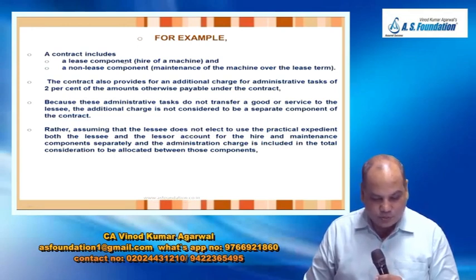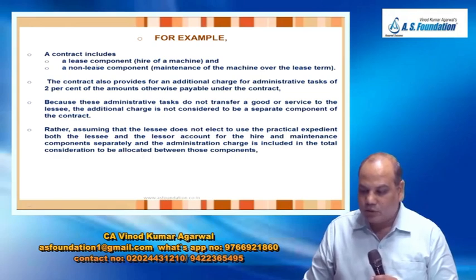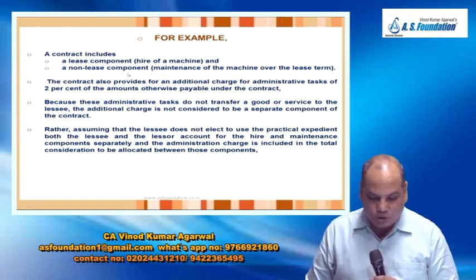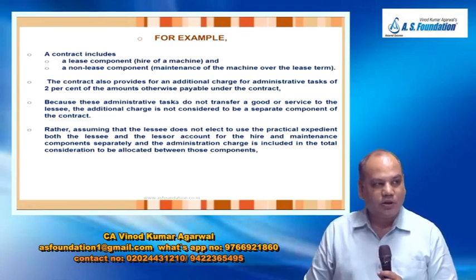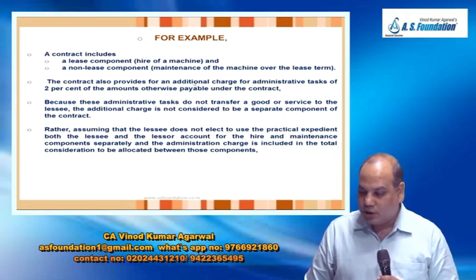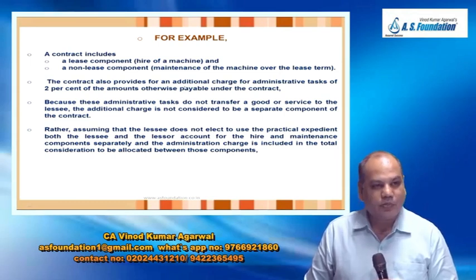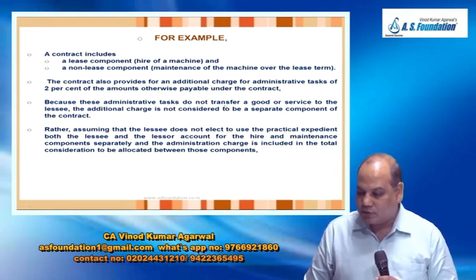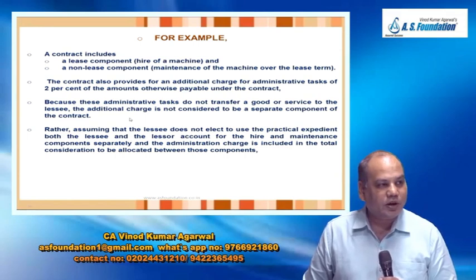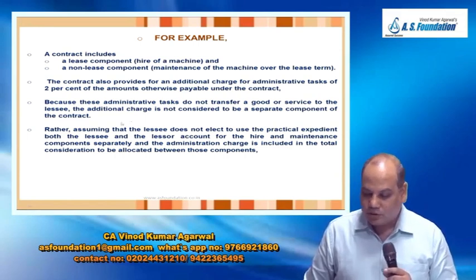There is an example here also. A contract includes a lease component, that is the hire of a machine, and a non-lease component, maintenance. The contract also provides for an additional charge for administrative task of 2% of the amount otherwise payable under the contract. Now you don't get any asset or any service by paying this additional charge for administrative work, because these charges do not transfer goods or service to the lessee. Additional charge will not be treated as a separate component of the contract.